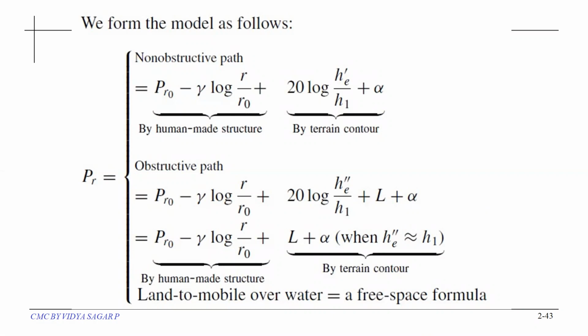Whereas coming to the obstructive path, in the obstructive path also the human made structure is the same, but in natural terrains we are using a different formula by adding L here. Where the land to mobile over water is equal to the free space formula. We are using the same for free space or land to mobile over water. Here are the formulas for the Lee model for obstructive paths and non-obstructive paths.